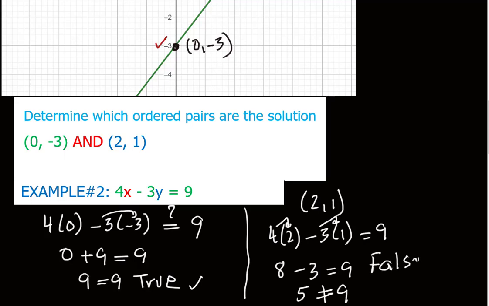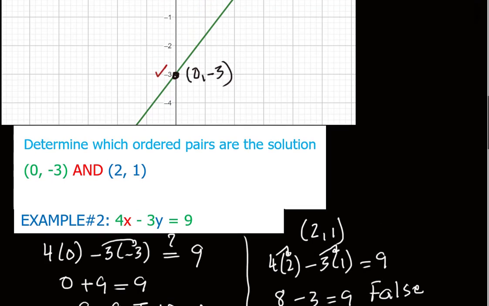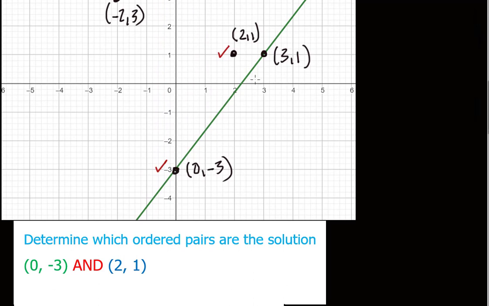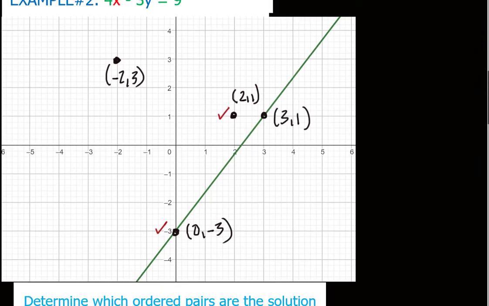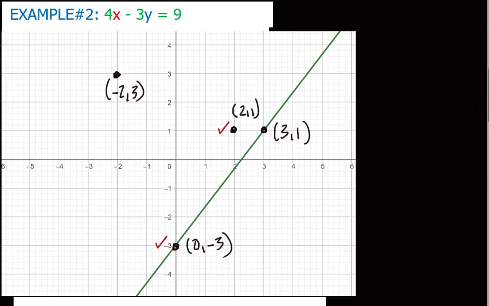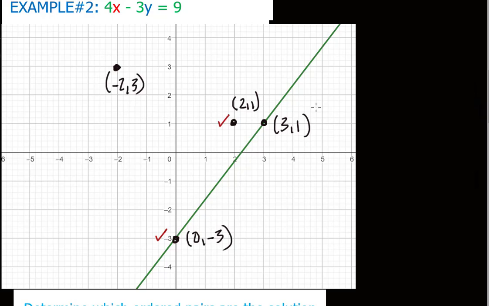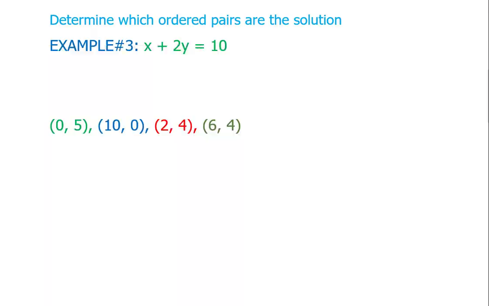So that's how you check. Without even using direct substitution, you can just check if the point given is on the line, then yes, it's a solution. If the point given is not on the line, it's not a solution, without even doing direct substitution. Because sometimes you may have a test with a time limit, you just check that. So now let's see a different example where you do not see a graph. You only see the equation and the points.